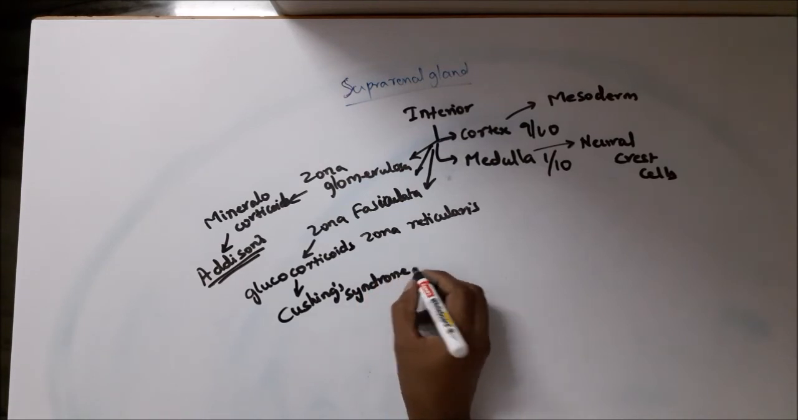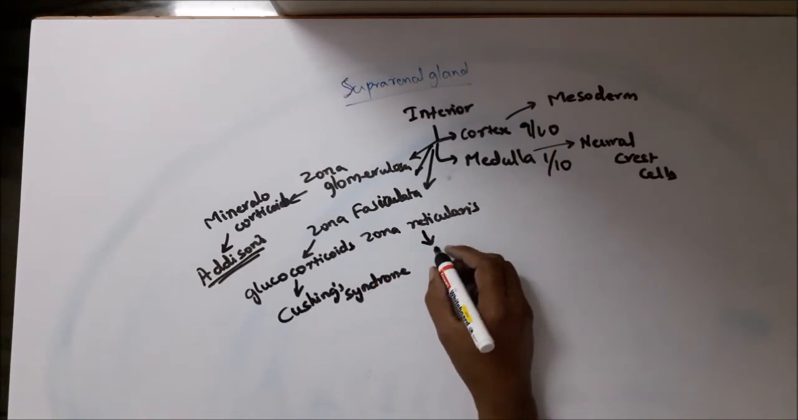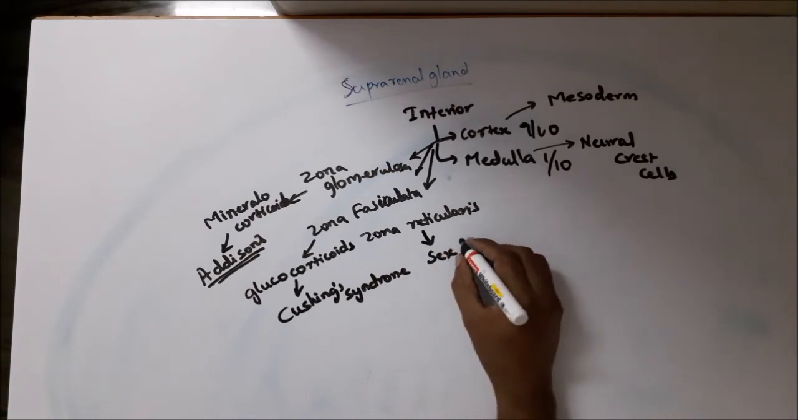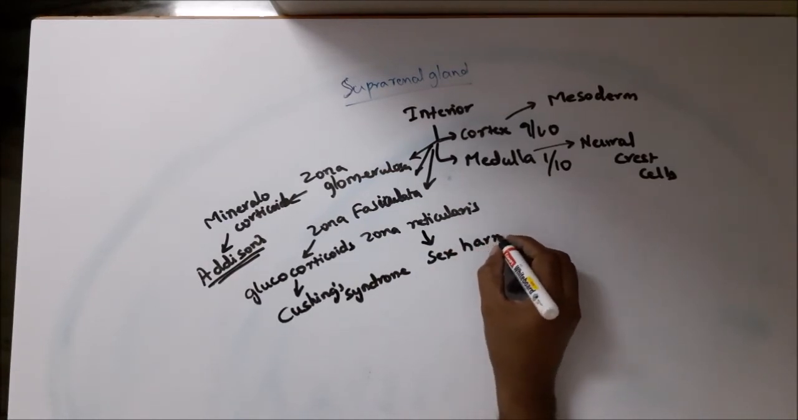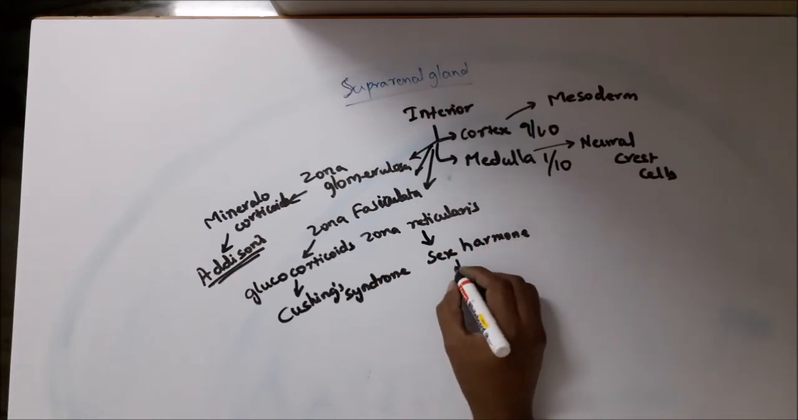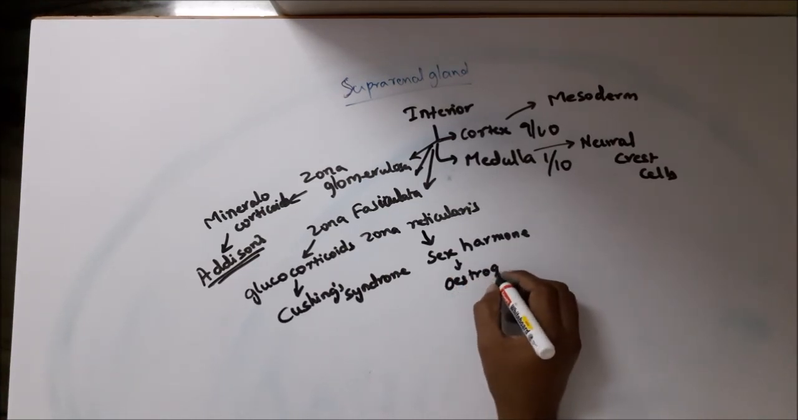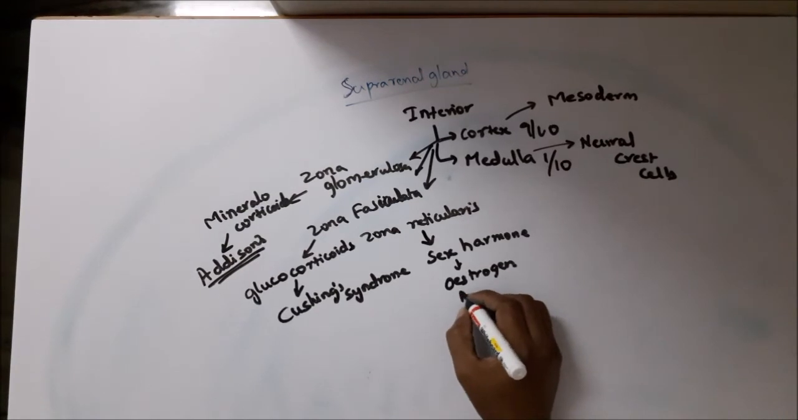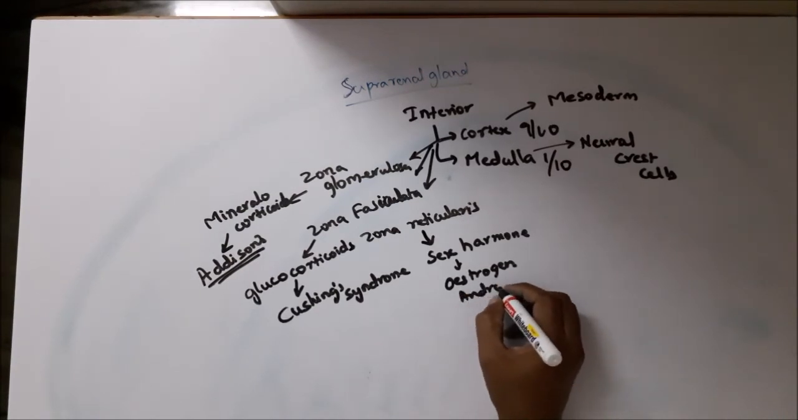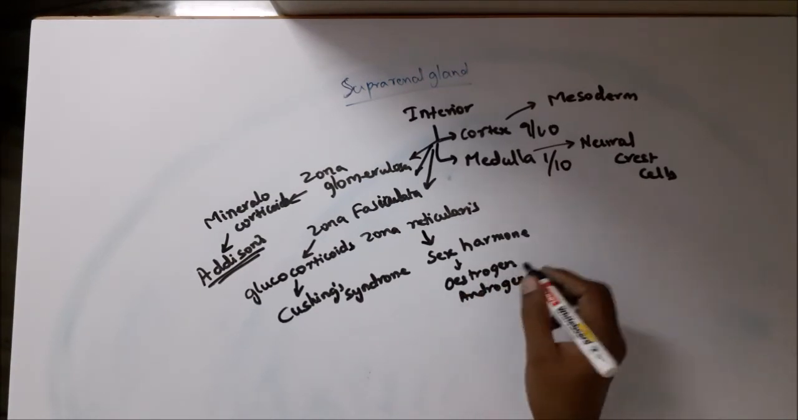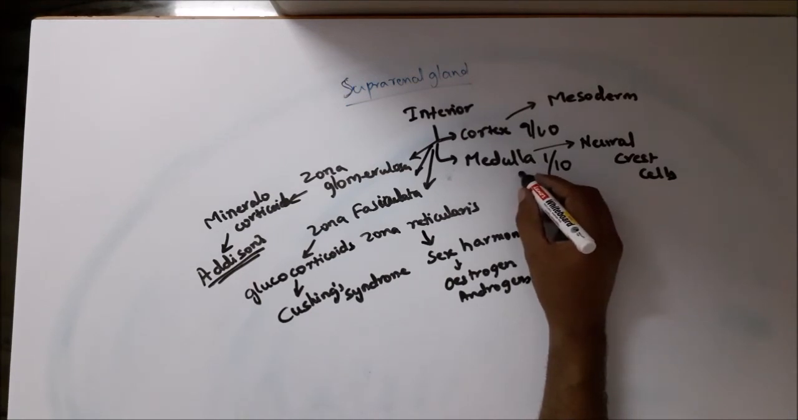Then what about the zona reticularis? It is concerned with secretion of some sex hormones. One of them is estrogen, and one more is androgens. So these are concerned with the secondary sexual characters.